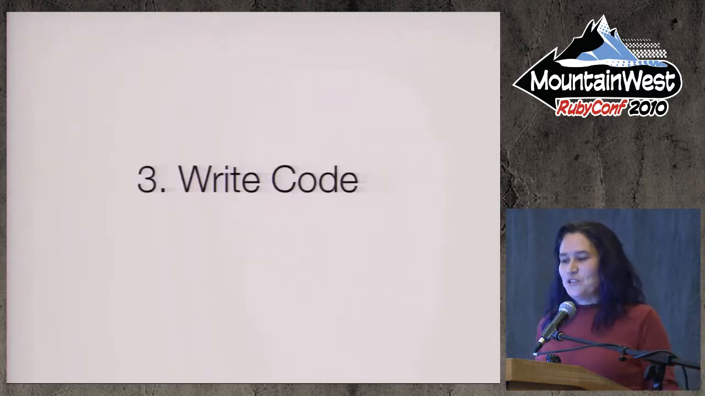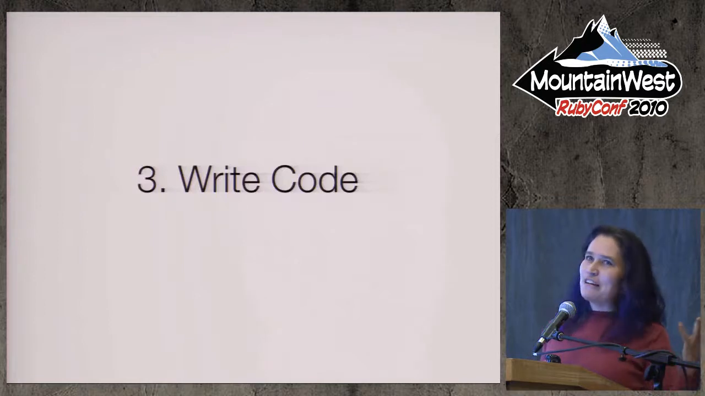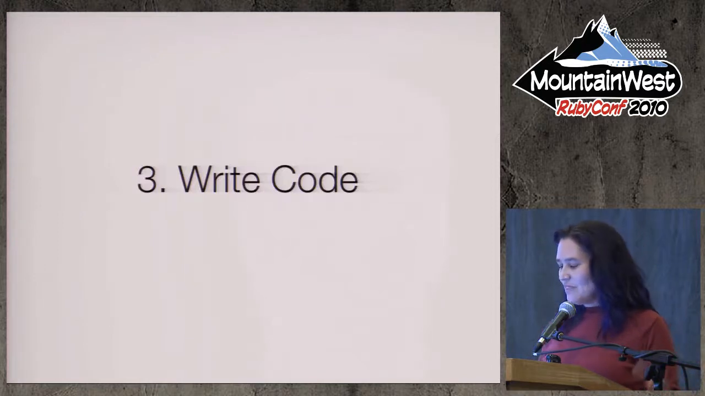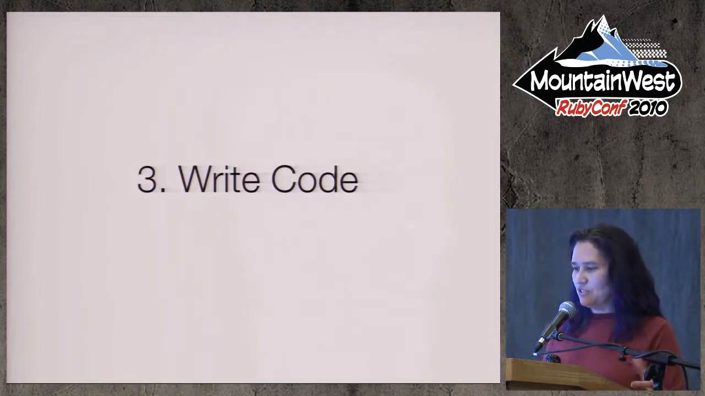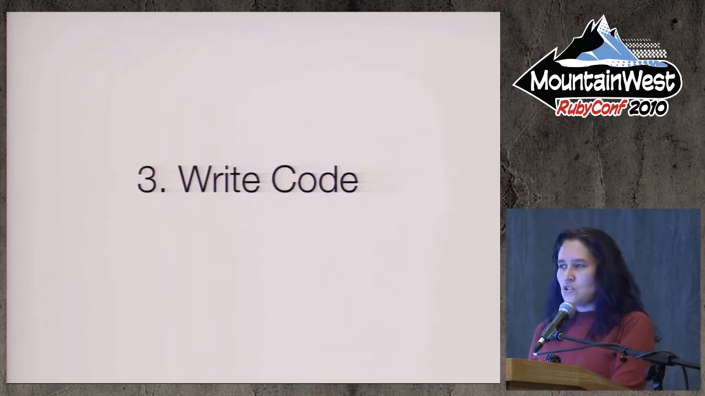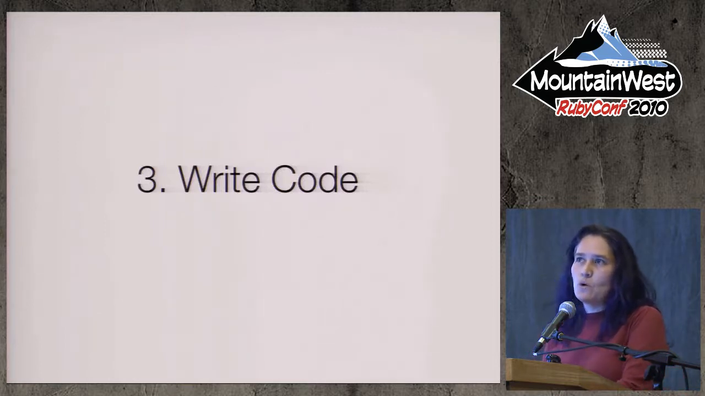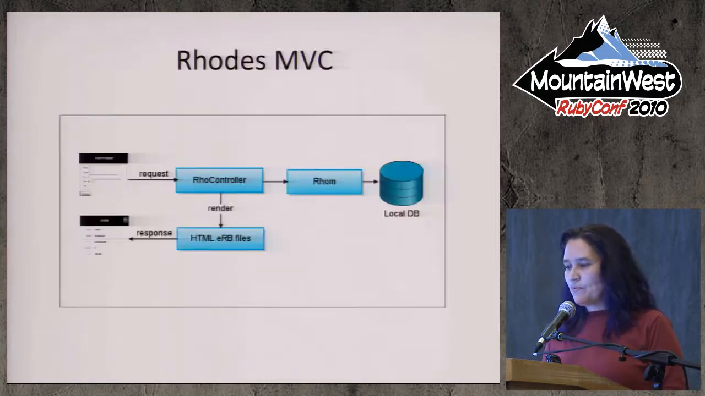So now to the fun stuff. After you figured out what your app's going to do, and you figured out how you're going to get it out to the world, you can write some code. So I'm going to tell you a little bit about the RoMobile platform, which is how I use Ruby code to develop cross-platform mobile applications and how I developed this application that I just showed you.